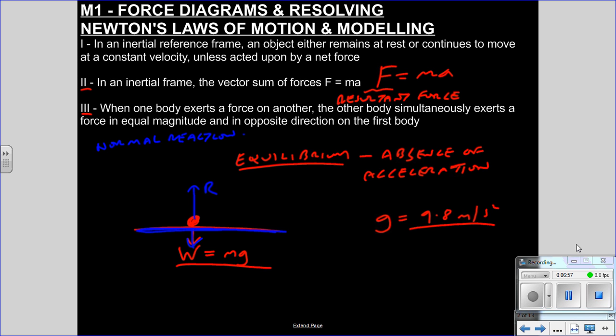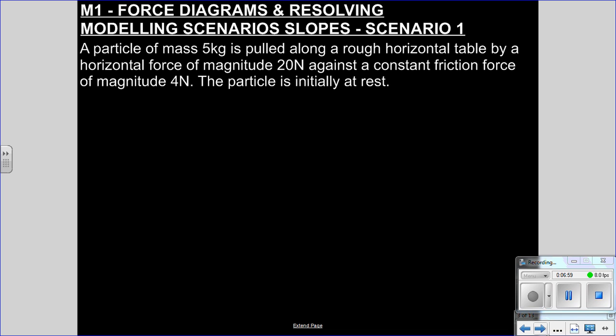So let's do some real examples then, and you'll see what I'm talking about. So I've got a particle of mass 5 kilograms pulled along a rough slope. So why do we measure it as a particle? Well, a particle has all of its center of mass centered at one point. So let's imagine you've got a big bear.